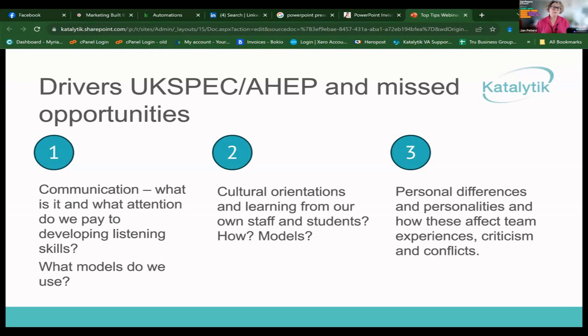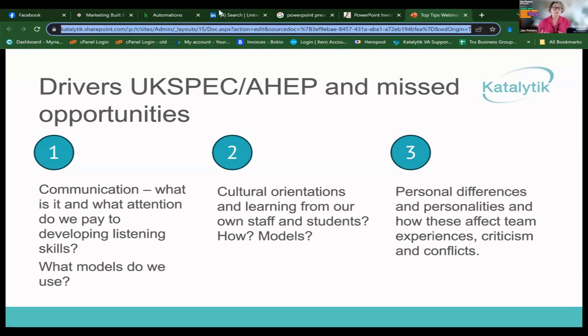And then number three, we're missing out on understanding the challenges that we as grown-ups, if you like, fall into conflict because of personal differences, the different way that we're aligned to goals and objectives, but also conflict that arises in student teams, and how we as individuals and our personalities take criticism and respond to conflict.